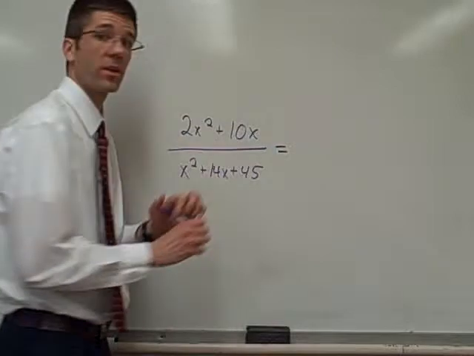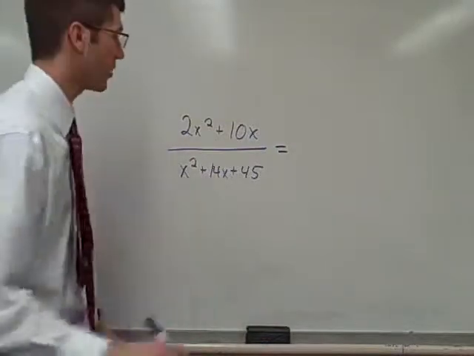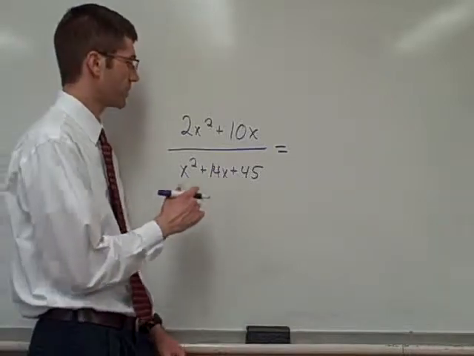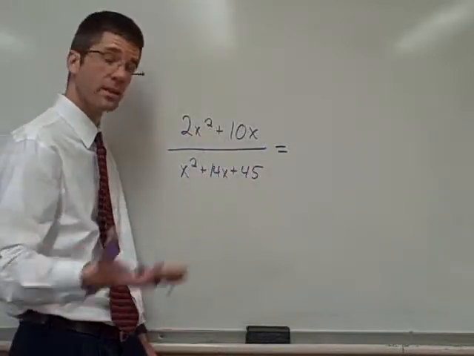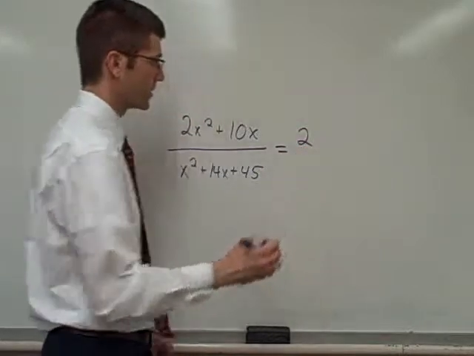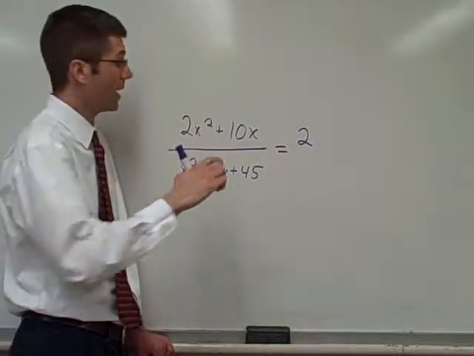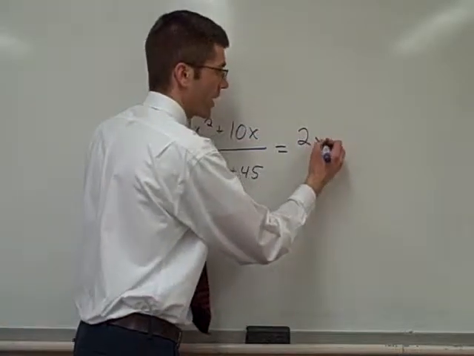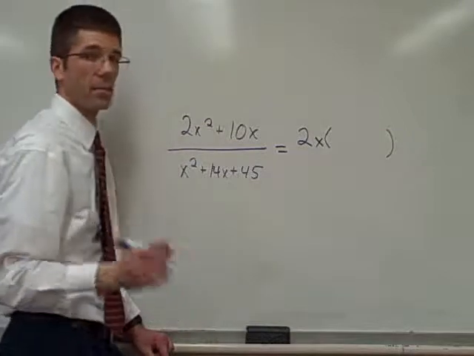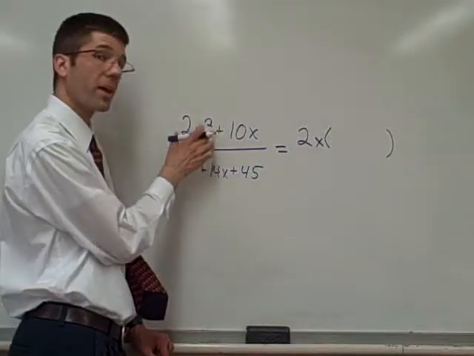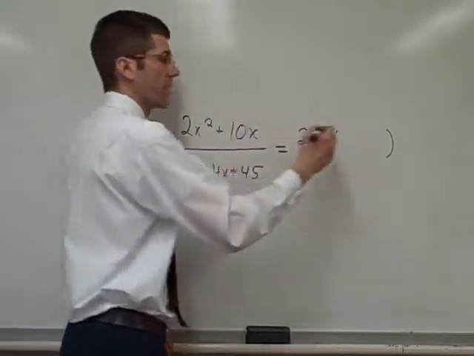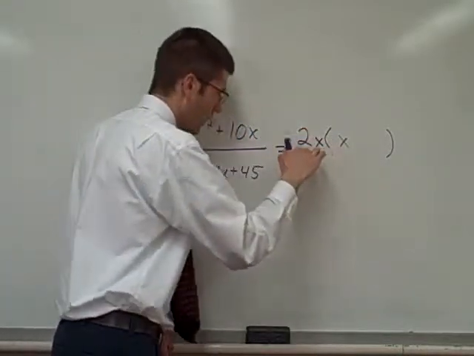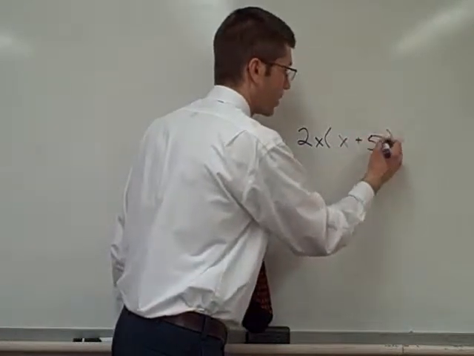So, step 1 when factoring, look for a GCF. What do both of these terms have that can evenly divide out? Both of these terms are divisible by 2 and x. Every term in the numerator has an x. Your greatest common factor is 2x. Meaning you're going to divide 2x from x squared. Leaves you with an x. 10x divided by 2x is 5. No x.